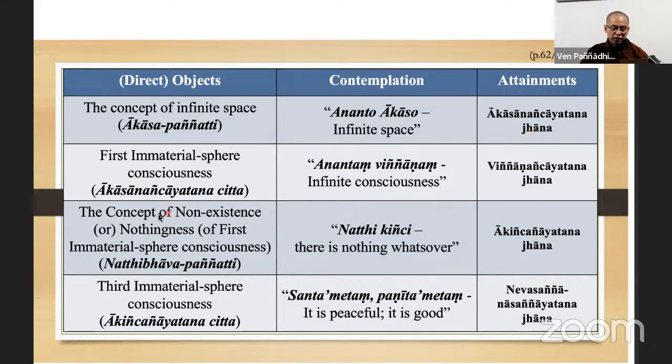So what is the object? Here, the object is Vijnana, which is translated as consciousness. Vijnana consciousness is similar to the citta here. He just pays attention to the first Arūpāvacara, Akasanancayatana citta. That is called Vijnana. Focusing on the first immaterial-sphere consciousness, he develops his mind, keeping in mind in this way: Ananta Vijnana, Ananta Vijnana. So the object must be the first Arūpāvacara. Without the attainment of the first Arūpāvacara, he cannot continue to the second.